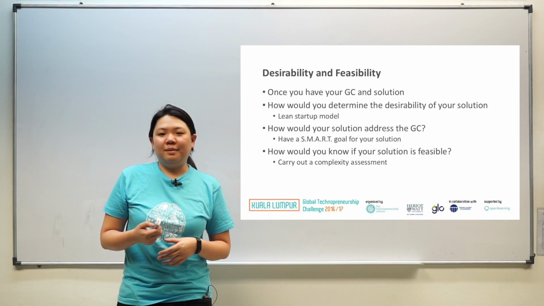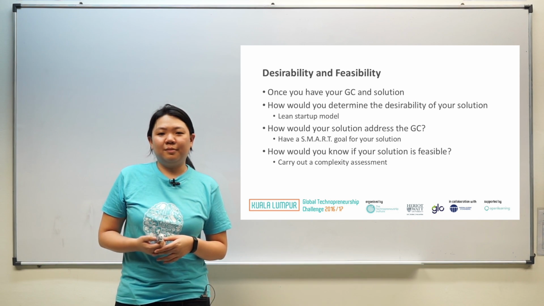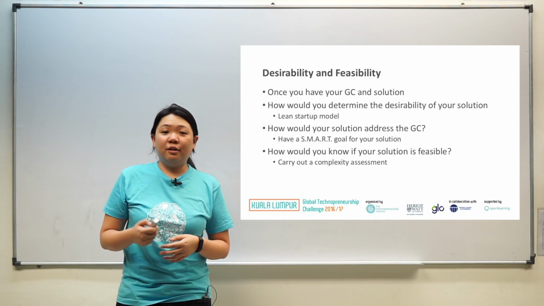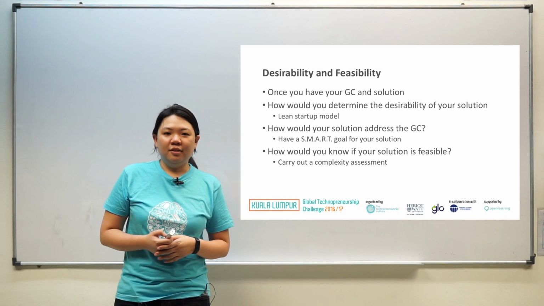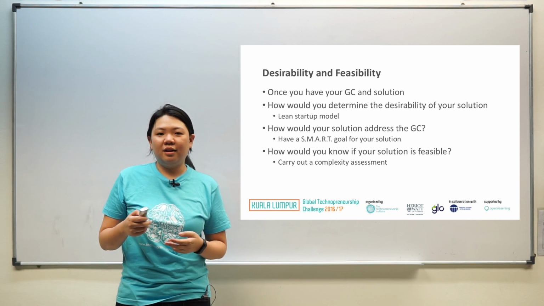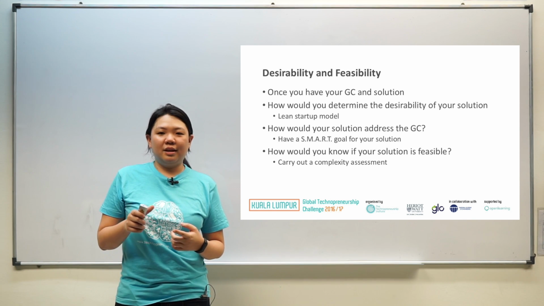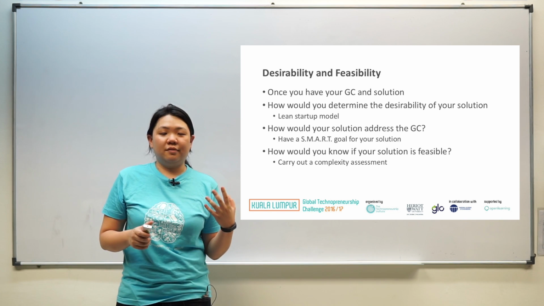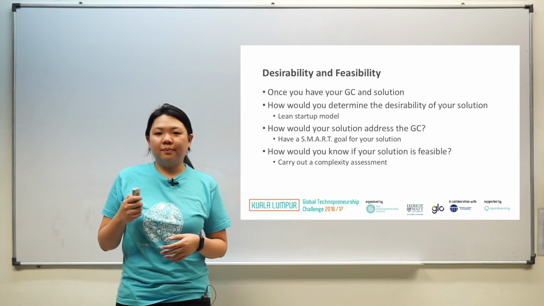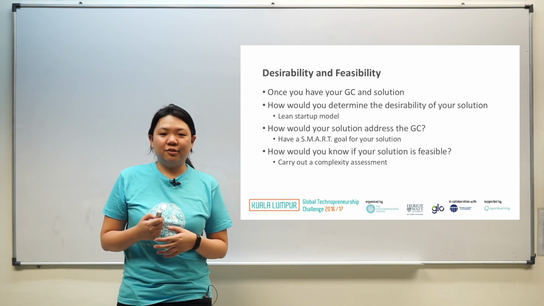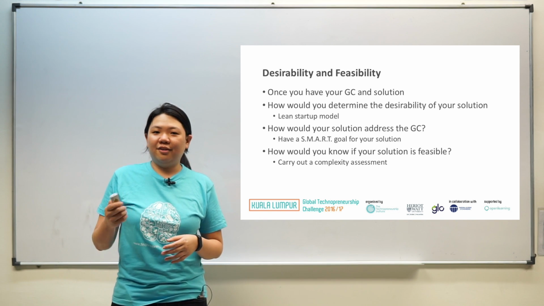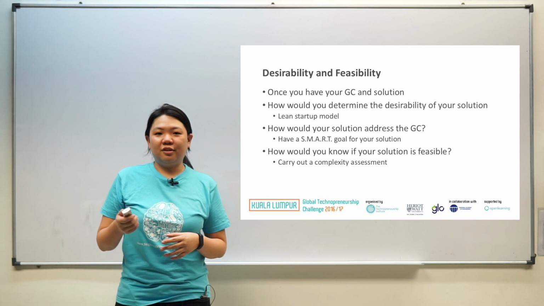Before you go about implementing your idea, it's important for you to determine if your idea is desirable by the market and if it's feasible to carry out, and also how would it address the grand challenge. So how would you determine that your solution is desirable? There are two things you can do. You could run a customer survey where you go out and just survey customers or get information from various sources, or you could do a lean startup model. This would be elaborated in the next section of the module, so I highly encourage that you watch it even though it's not a requirement.